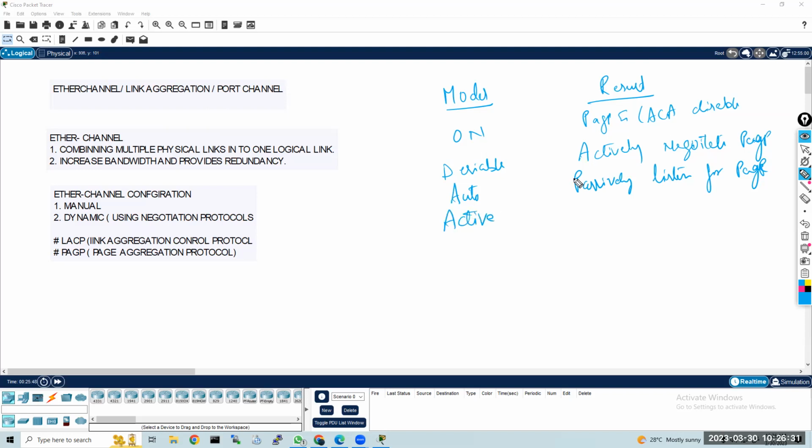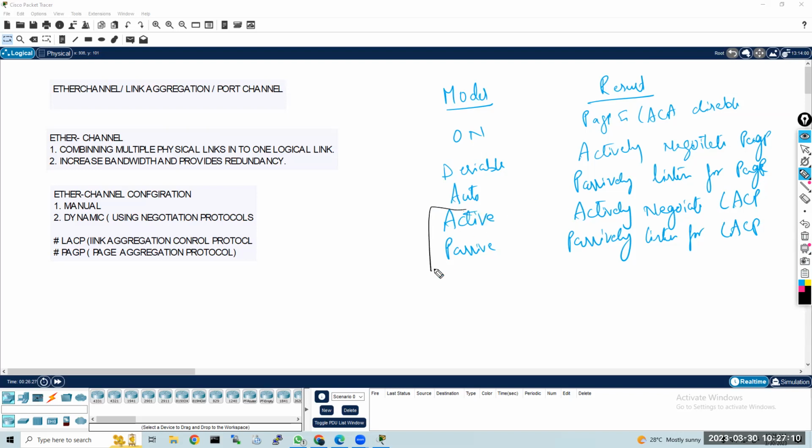If the mode is active, it actively negotiates LACP. If it is passive, it passively listens for LACP. Active and passive, I think you are familiar, direct and indirect. These two modes are especially used for non-Cisco devices.